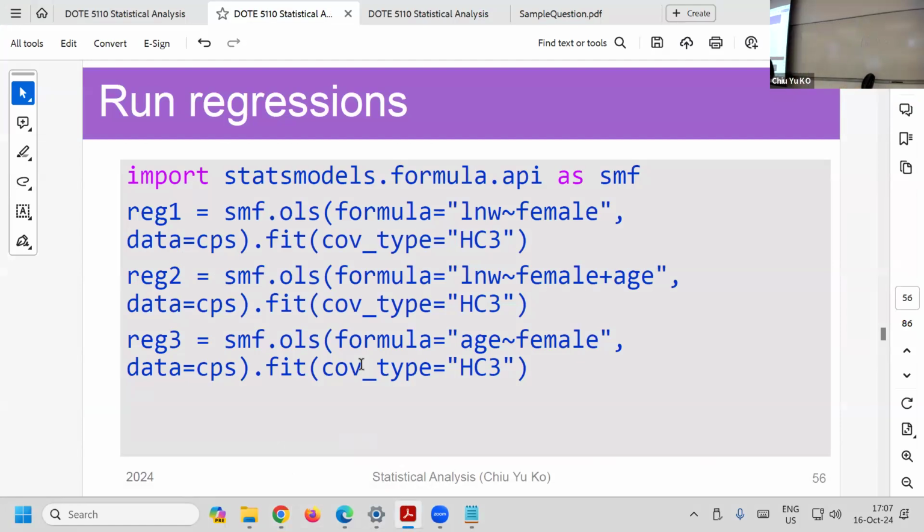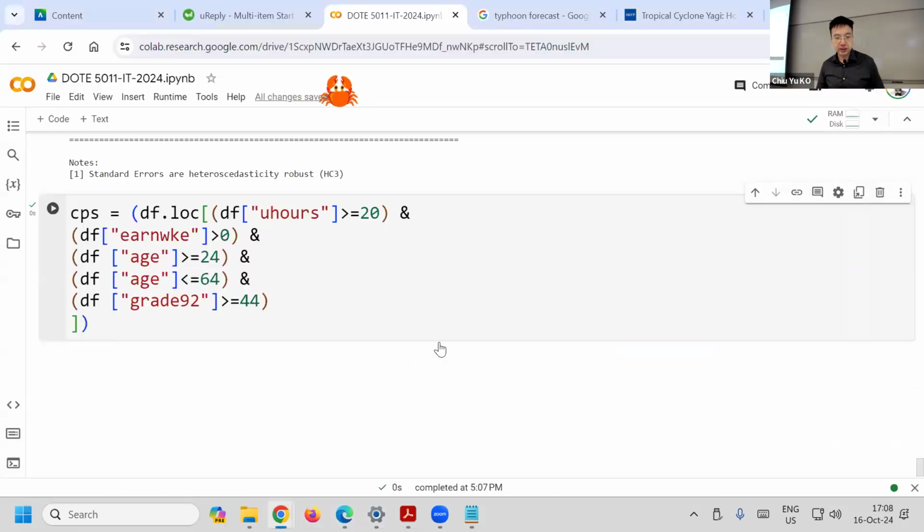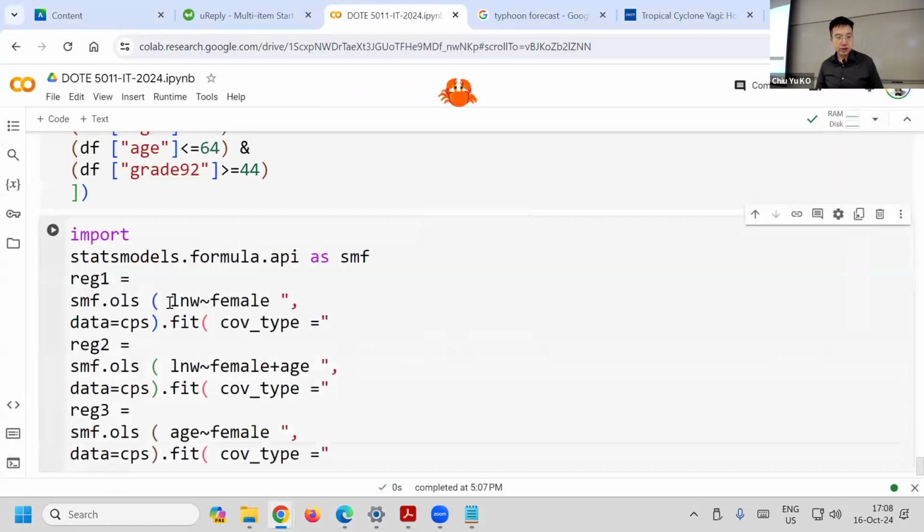So what we do is we will run the model, explaining the wages by gender. We run the wage against female and age, and we try to run age and female. So you can see this formula is very convenient because we can run any regression we want just by running.